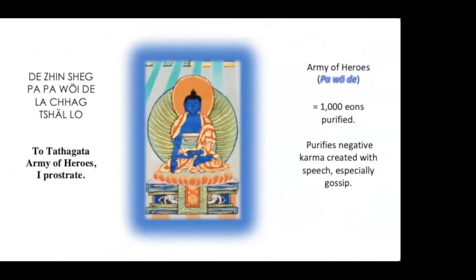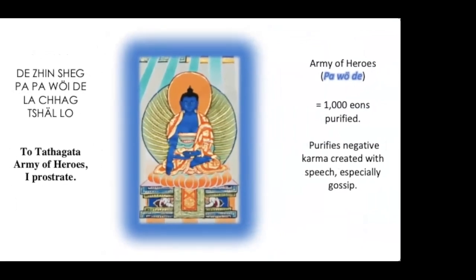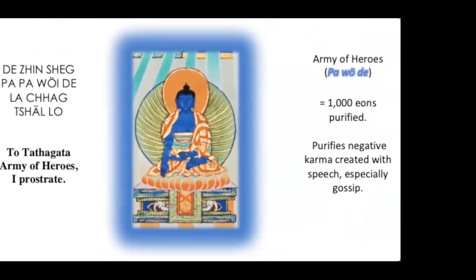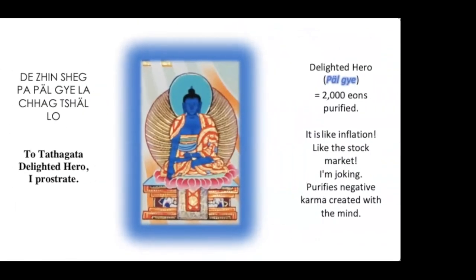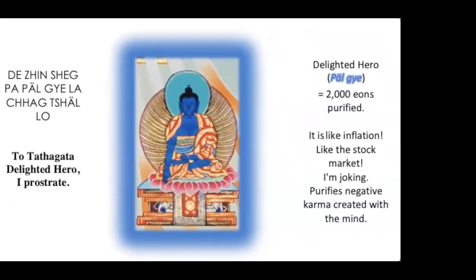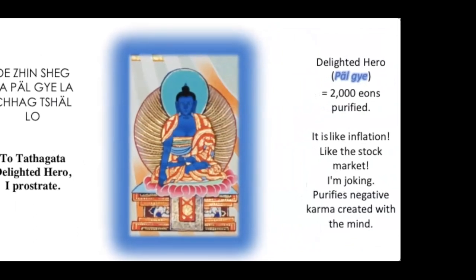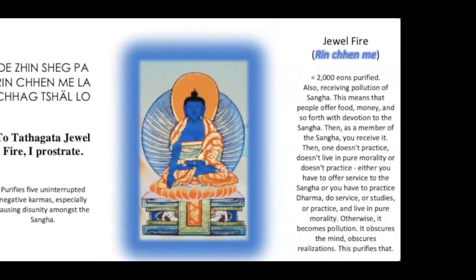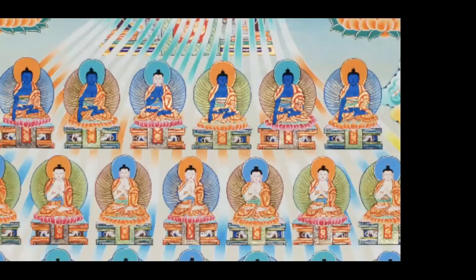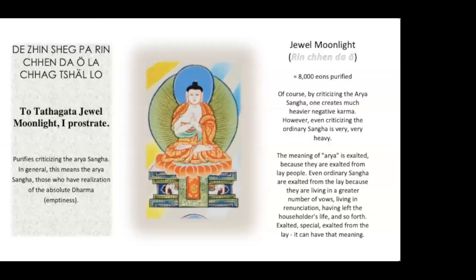To Tathagata army of heroes, I prostrate. To Tathagata delighted hero, I prostrate. To Tathagata jewel fire, I prostrate. To Tathagata jewel moonlight, I prostrate.